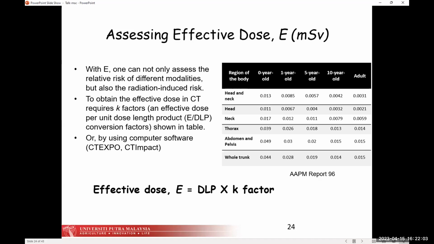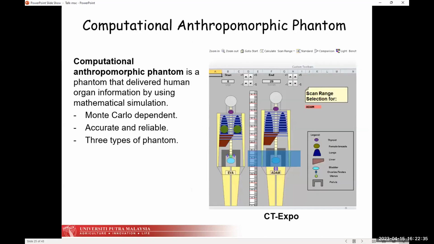Or we could also estimate the effective dose by using computer software, like Prof mentioned previously, using standard software based on a computational phantom. For CT scans, we have CT Expo, CT Impact, and SCAT, and there are lots of others to measure the effective dose. Basically, the effective dose can be measured just by multiplying the dose length product with the K factor. Using the software, we have the computational anthropomorphic phantom.